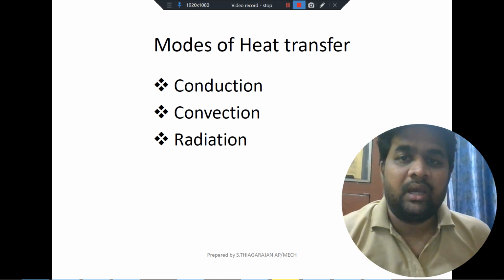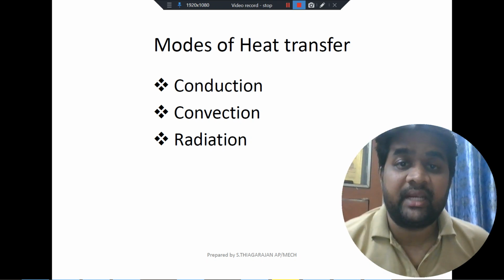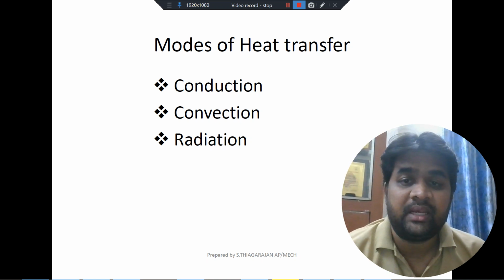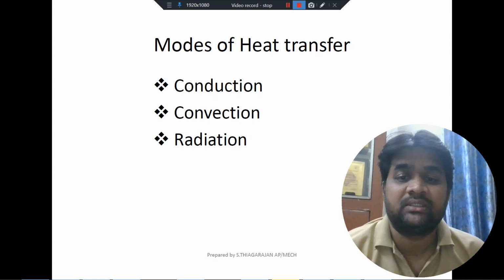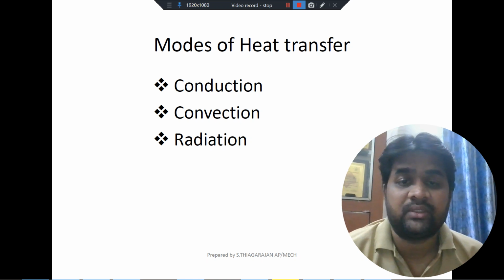Hi, today we are going to see about the modes of heat transfer. There are three modes of heat transfer. First one is conduction, second convection, and third is radiation.